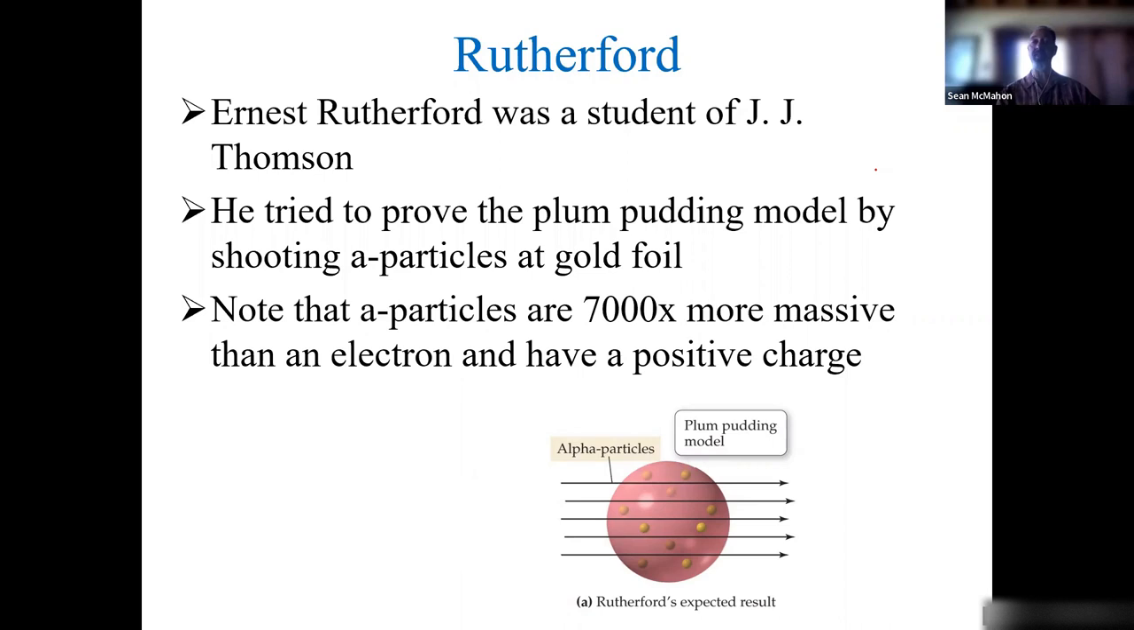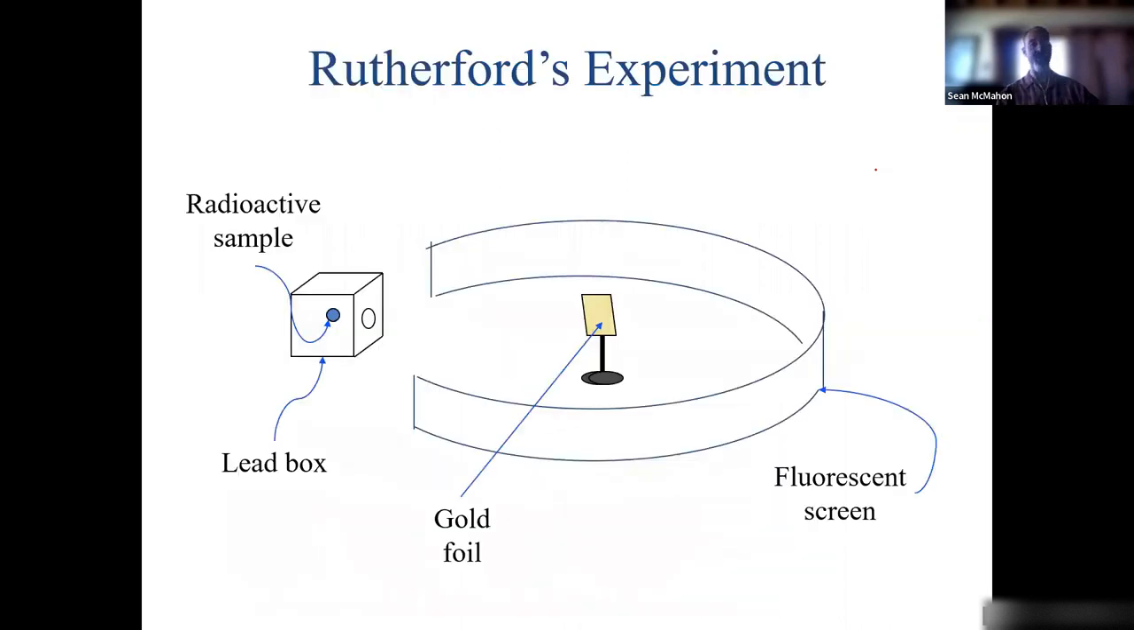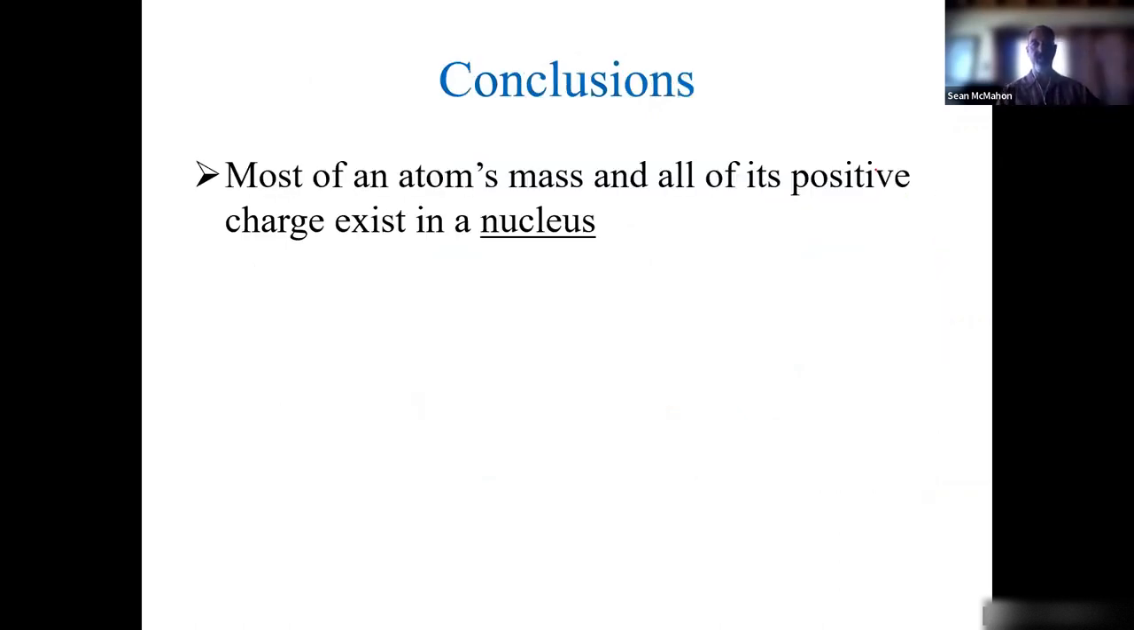So this was what he expected. It's actually not what happened at all. The majority of them did go straight through when it shot through the foil, but some were deflected and some pretty much bounced right back. And that's where the conclusions of Rutherford's experiment, trying to prove his teacher's plum pudding model, are where we came up with that nuclear model that I had talked about.